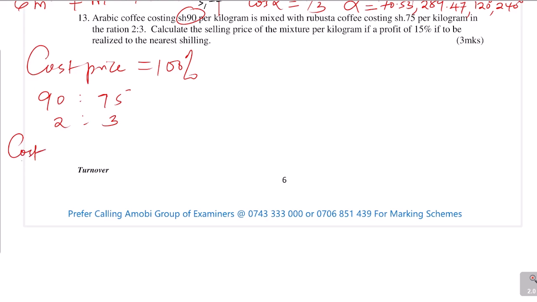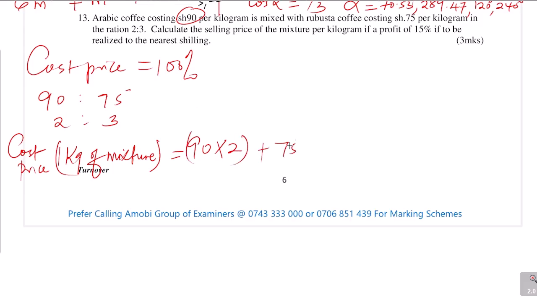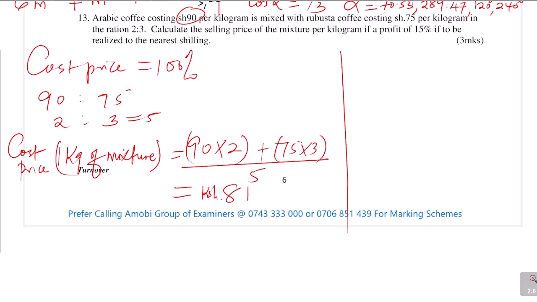So the cost price of 1 kg of the mixture is given by 90 multiplied by 2, plus 75 multiplied by 3, and then you divide by the sum of the ratio. The sum of the ratio is 3 plus 2, which is 5. This gives the cost price of 1 kg of the mixture, and this will give you 81 shillings. So that is the cost price, and we said that cost price will be 100%.